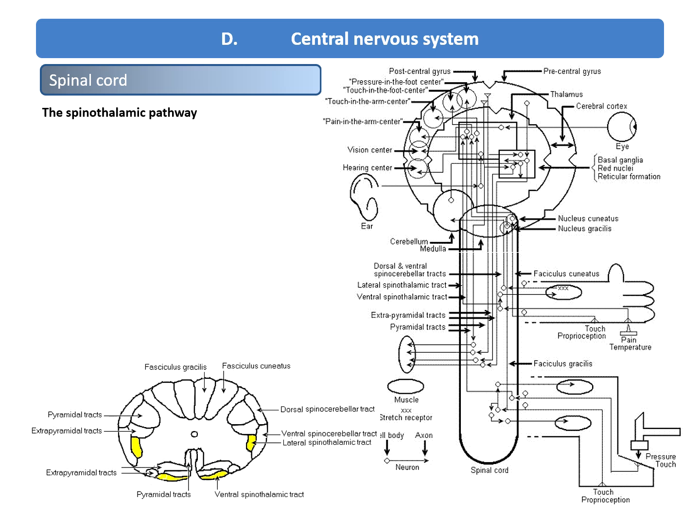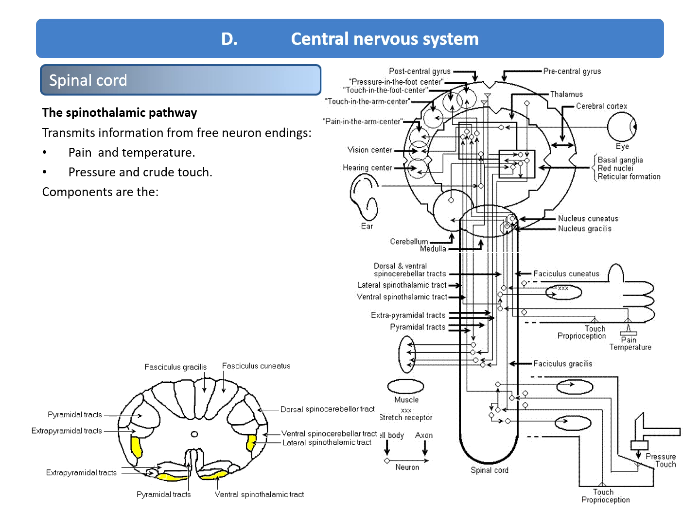Then there's the spinothalamic pathway. This transmits information from free nerve endings of pain and temperature, pressure, and crude touch, both in the upper and lower parts of the nervous system. Unlike the last pathway, this is not divided into upper and lower parts. Components include the lateral and ventral spinothalamic tracts.